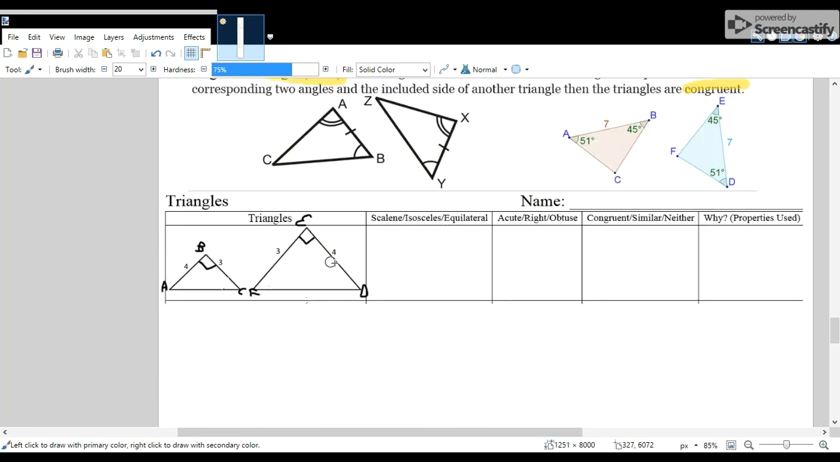So let's try one of the exercise practice problems on the back. So we have these two triangles. They're not necessarily drawn to scale. And we have three and 4 and an angle, and we have 3, 4 and an angle. These angles are 90 degrees.